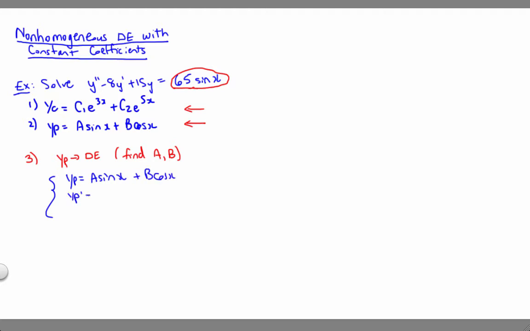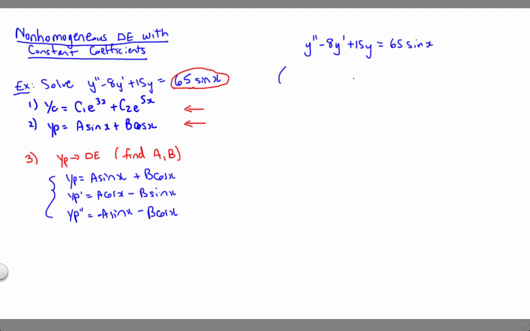yp prime would look like this: a cos x minus b sine x, and yp double prime is minus a sine x minus b cos x. So now we're going to plug into our DE, and we might find it helpful just to have the DE recopied here for clarity so that we can see what we're plugging into.